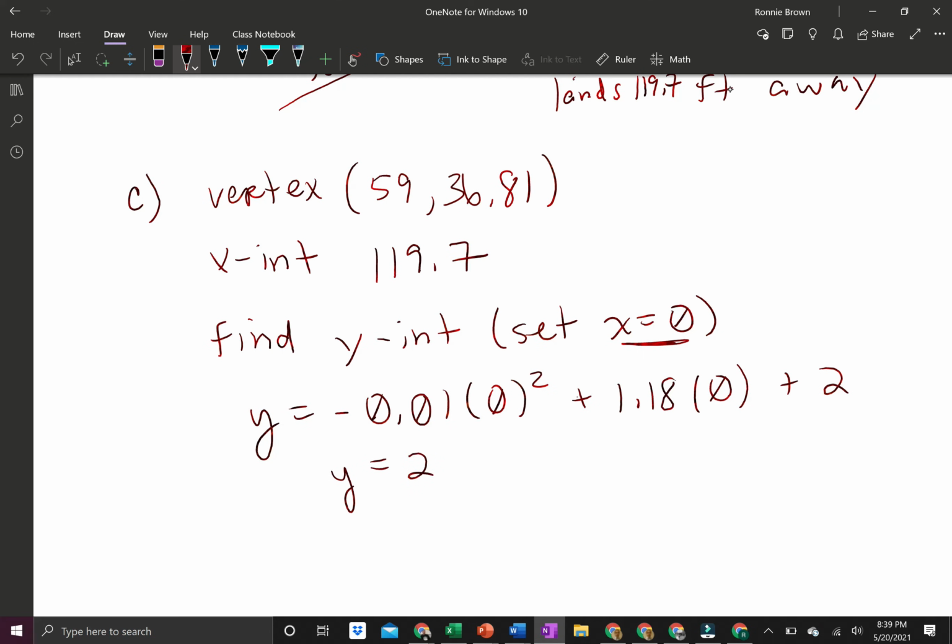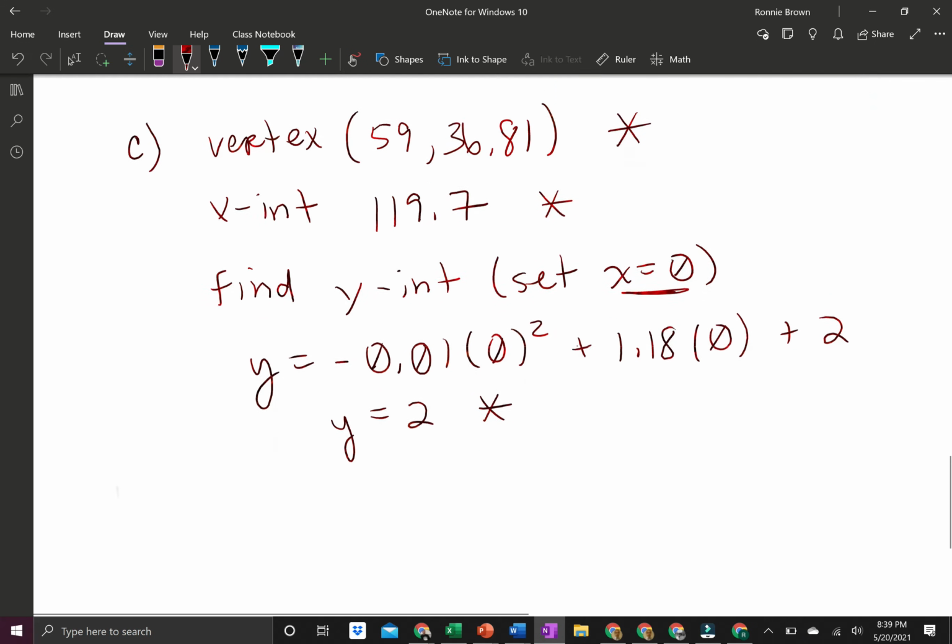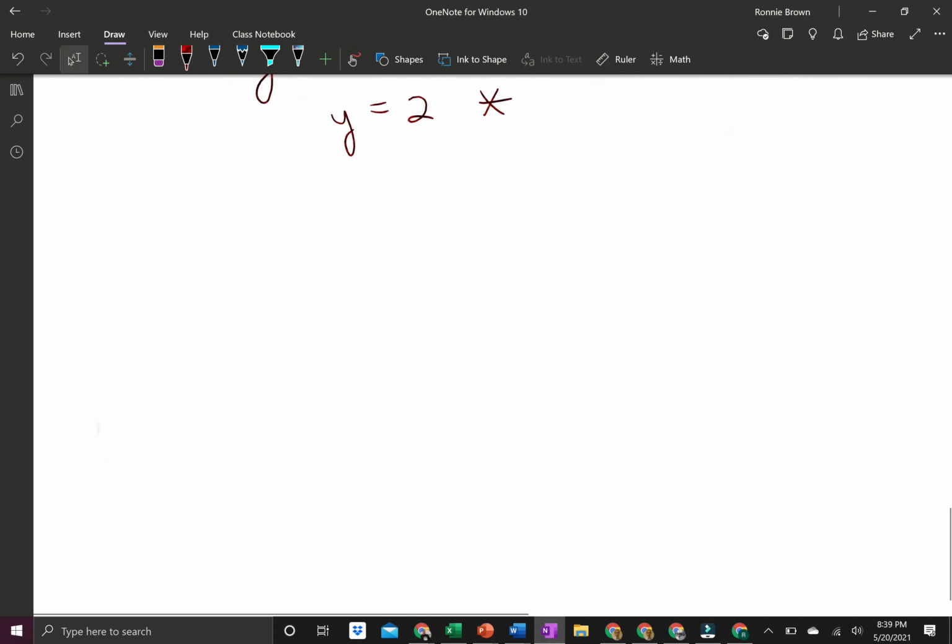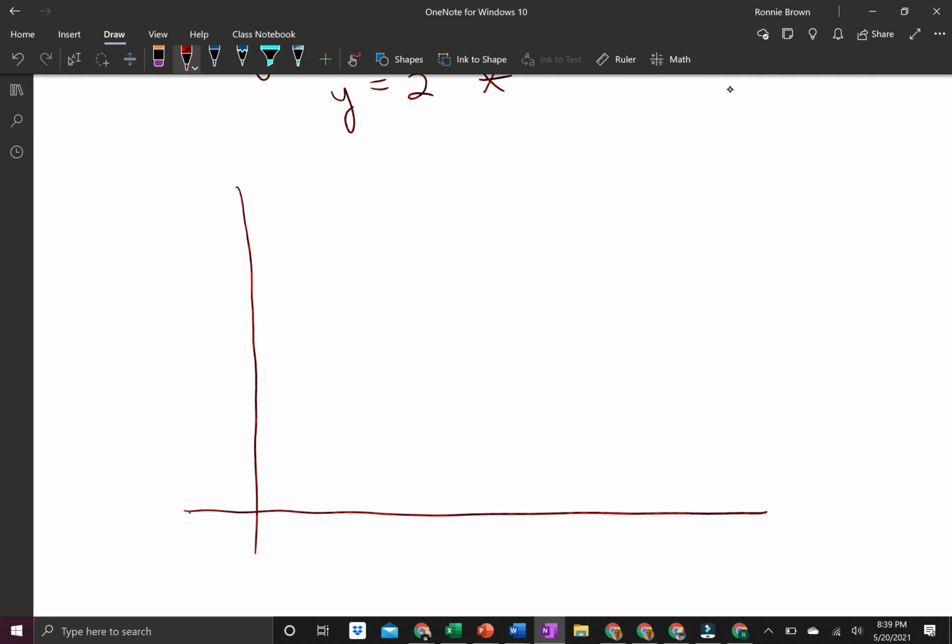All right, so we have these pieces of information: the vertex, the x-intercept, and the y-intercept. So from that, we can go ahead and graph. I can make a rough sketch, and that's what I'll do. So I'll just make the x-axis start right here with tens, 50, 60, and maybe 120 out here. The y-axis, I'll start with 5 here, up to 35 and 40 here.